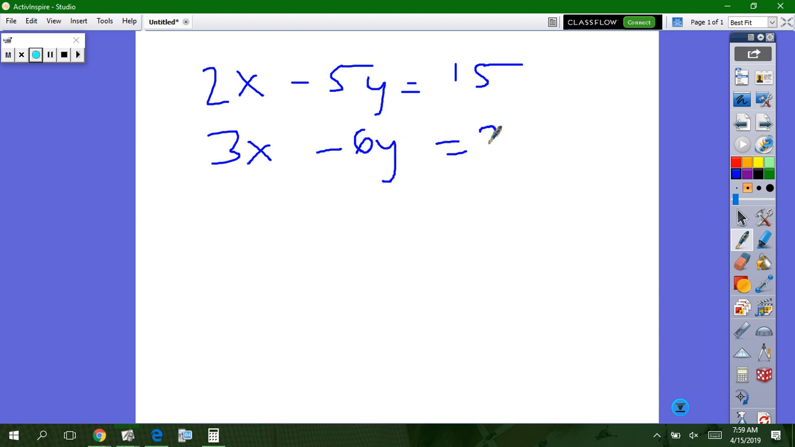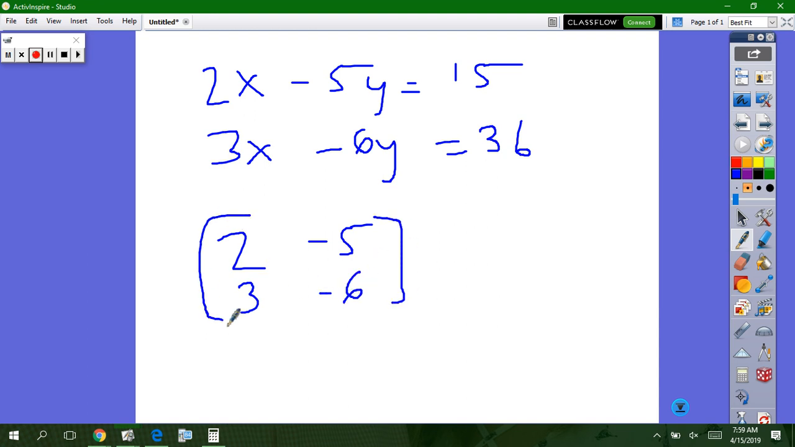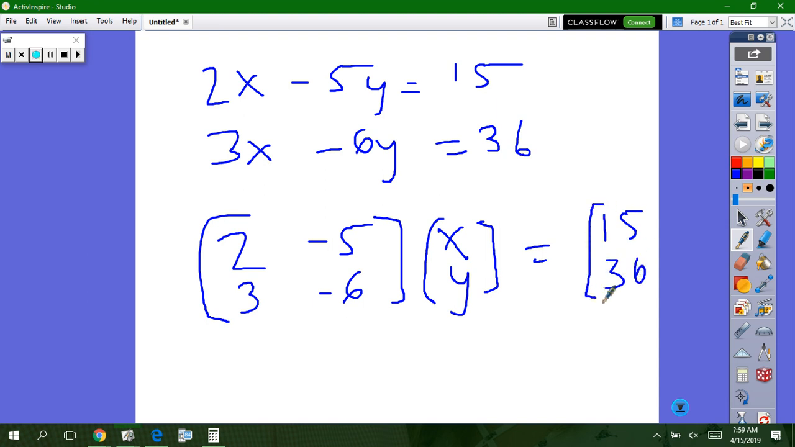So we're going to go ahead, like I said, and put this into a matrix equation first. Okay, a matrix equation. So that would look like such: 2, negative 5, 3, negative 6, times x, y, equals 15, 36. Does everybody remember the matrix equation from last time? It's part of your homework as well.